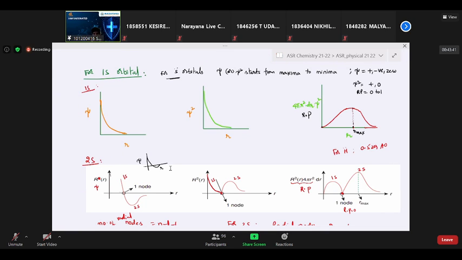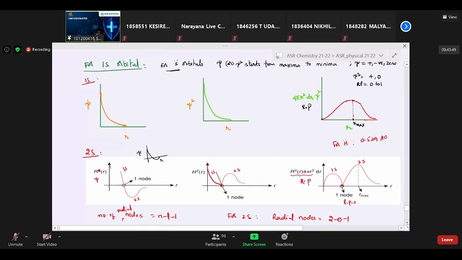So this is 2s. Keep in mind that between 1s and 2s, I already told you, there will be one spherical node. The spherical node is also called a radial node. The number of radial nodes, we know the formula already, is n minus L minus 1. So for 2s, n value is 2, L value is 0, so 2 minus 0 minus 1 is 1. The number of radial nodes is 1.